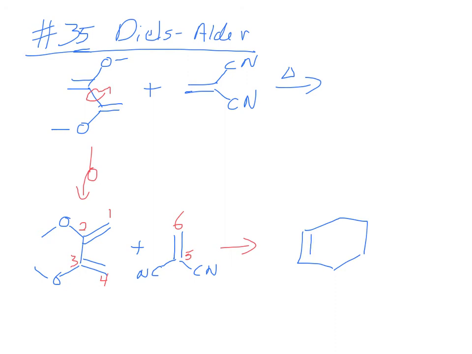You put a pi bond between 2 and 3. So you have 1, 2, 3, 4, 5, 6. You form a new bond between 1 and 2 and 3 and 4, and you form a pi bond between 2 and 3. That's what you do, so just do that automatically. And then you need to fill in what's still there.